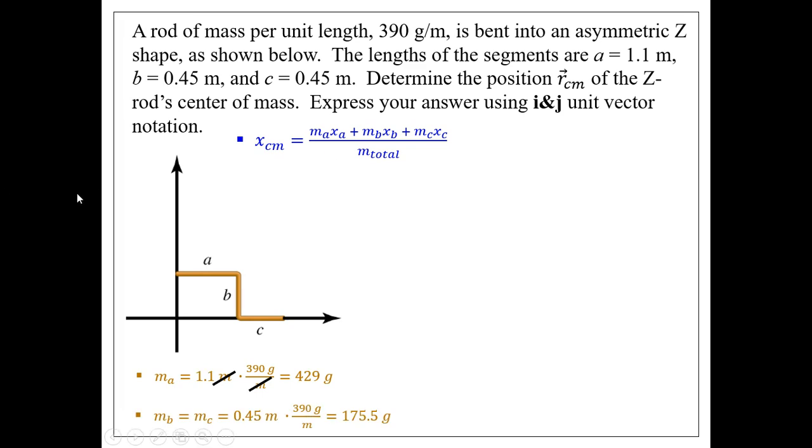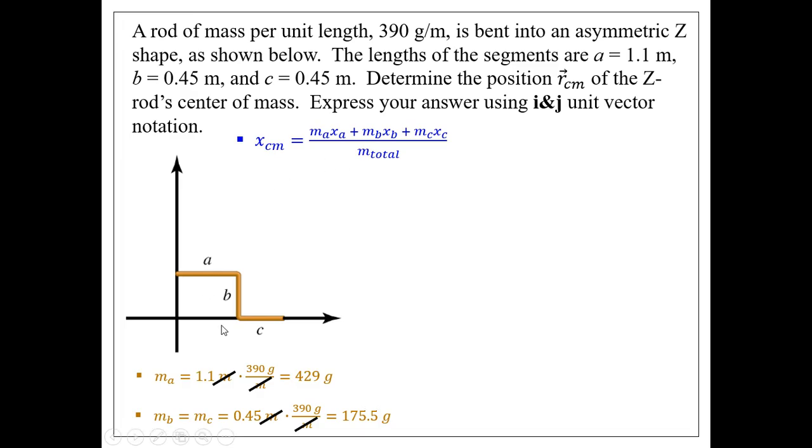Here, I'm also going to do M_B and M_C. I'm just going to make the statement that M_B is equal to M_C, because if you read the problem, segment B is 0.45 meters, and segment C is also the same length. Same length, same linear density, therefore same mass. So M_B equals M_C, which is 0.45 meters times 390 grams per meter. Meters again cancel out, and that gives us the mass of each segment B and C as 175.5 grams. Now all we have to do is plug and chug, but I think the tricky part is identifying X_A, X_B, and X_C.